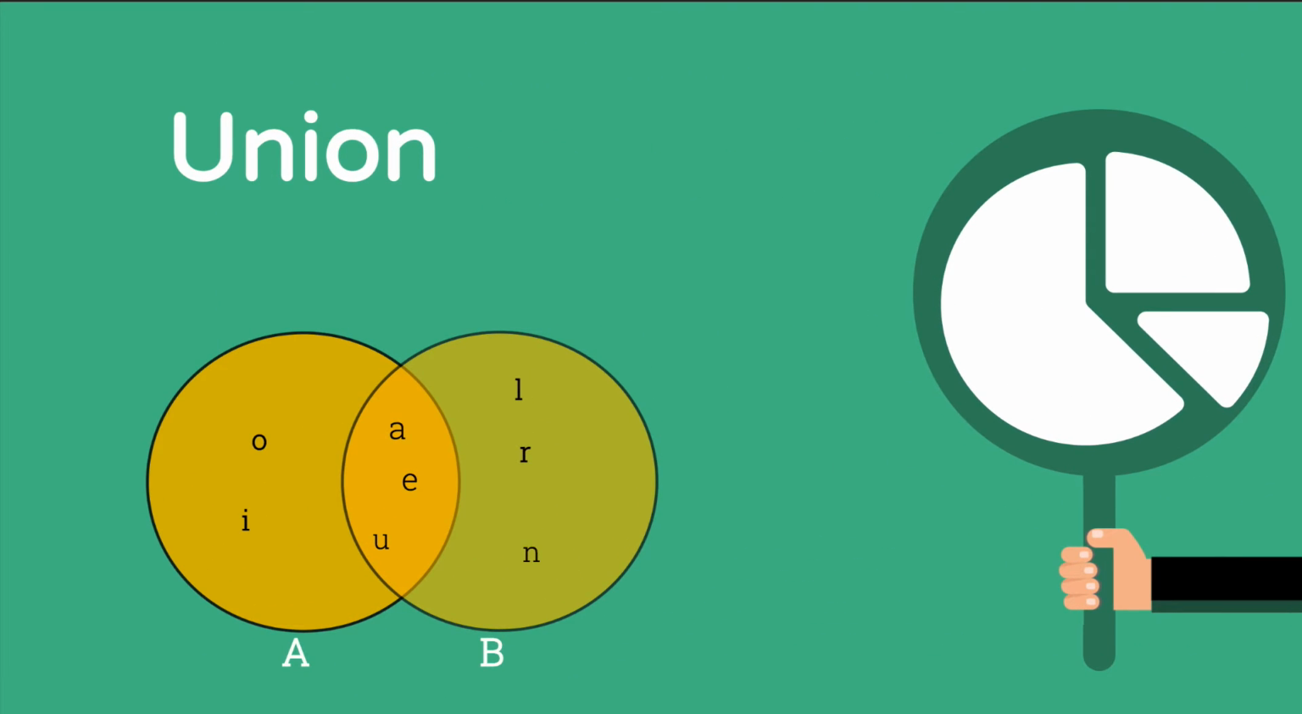Union operation on sets leads to a set of all elements from A and B. So here the union of sets A and B will have A, E, I, O, U, L, R, N with A, E, U only once. As we have seen earlier, sets cannot have repeated values, so A, E, U are not repeated. On this slide, the yellow color is used to denote the union of sets A and B, which is pretty much everything in A and B.